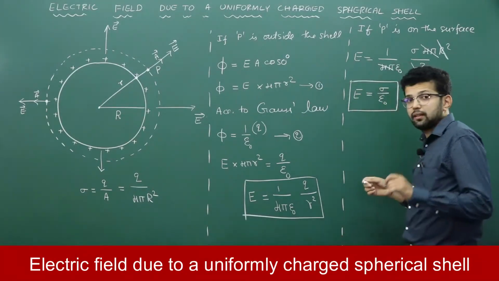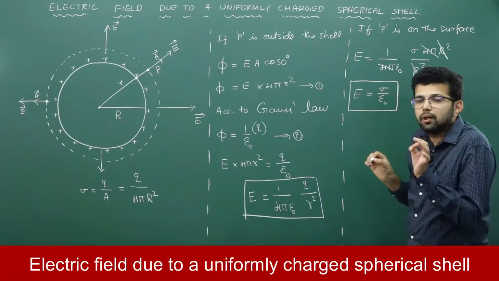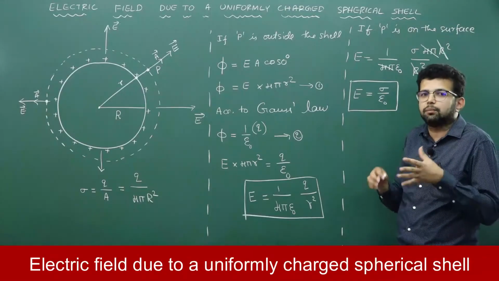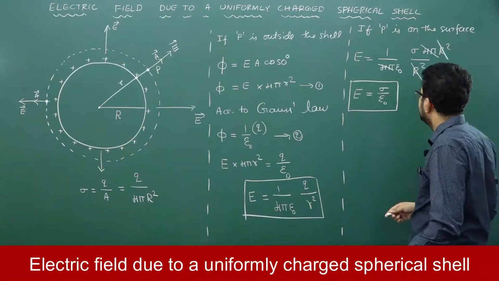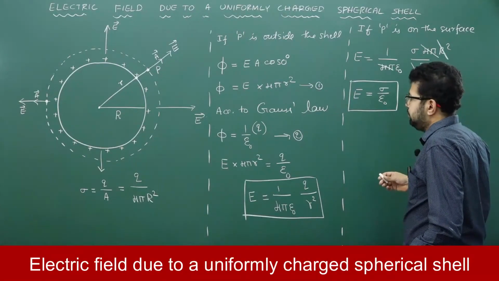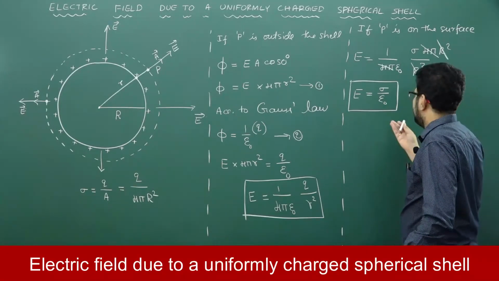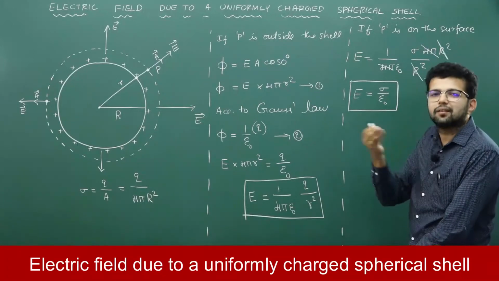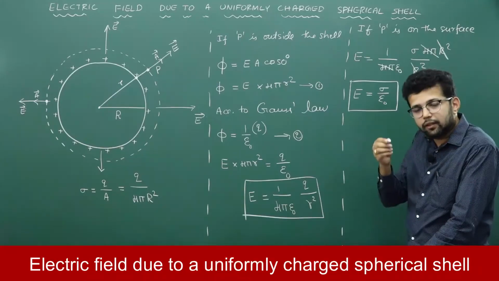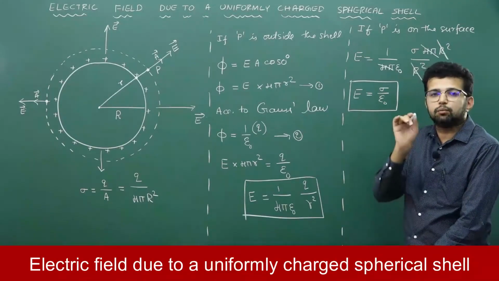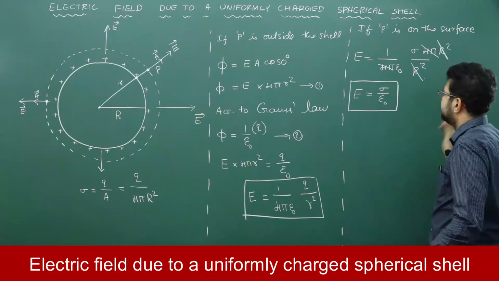What does it mean? If you consider any point on the surface of the shell, electric field just depends on sigma, just depends on charge density. It does not depend on the shape or size. Even in the characteristics of electric field, you will study that if you consider a metal surface and you want to calculate electric field at any point on the surface, the electric field is sigma by epsilon naught. What does it mean? Electric field just depends on surface charge density.